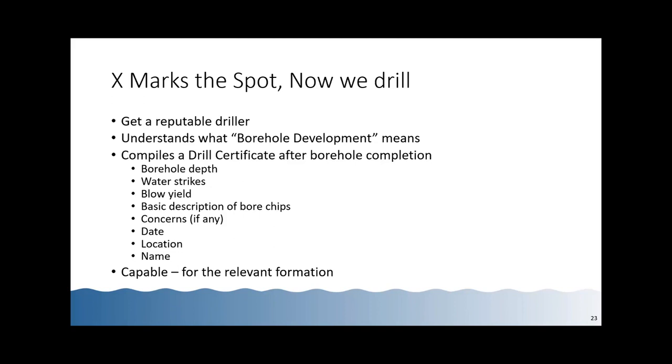Once that bore is complete, the driller must give you a document that tells you what the borehole depth is, the water strikes, which is where they found the water, what that blow yield is, and a basic description of the bore chips that come out. And it doesn't have to be a geological description. It can be literally black to red to grey rock. And concerns, the driller will know if there's a concern for collapse. If the water had a funny smell, he must note that, obviously at the date, and then the location and the name of the bore.